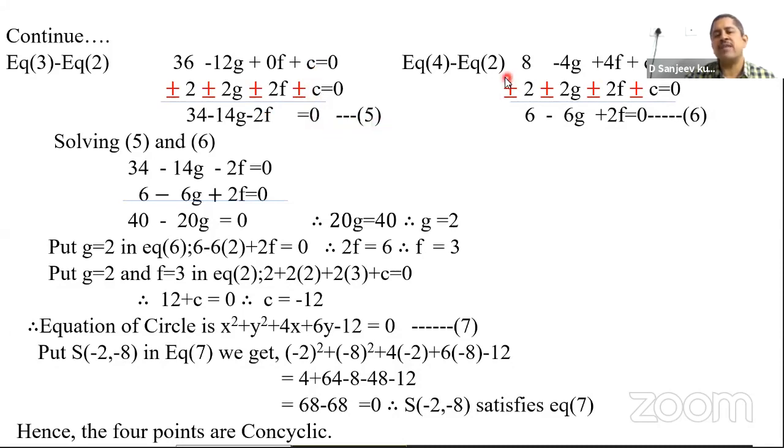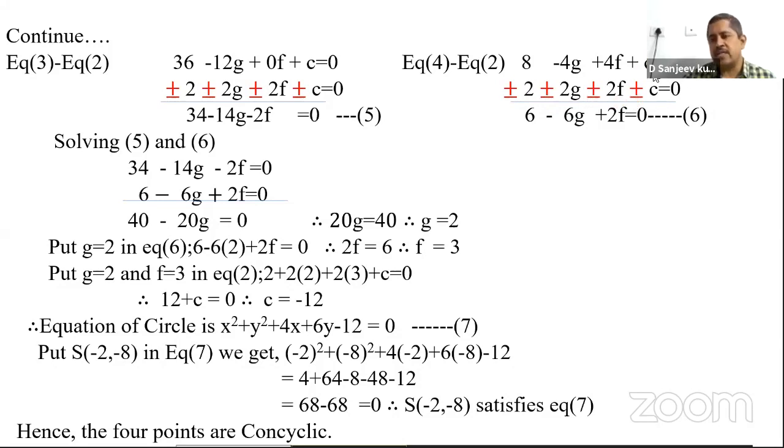Likewise, you have to solve equation 2 and equation 4. It is again your choice. You can choose any 2 equations. I have taken equation 4 minus equation 2. So equation 4 is 8 minus 4g plus 4f plus c is equal to 0. Equation 2 is again the same, 2 plus 2g plus 2f plus c is equal to 0. Because you are subtracting here, you are going to change the sign. Plus becomes minus, plus becomes minus, plus becomes minus, and plus becomes minus here.